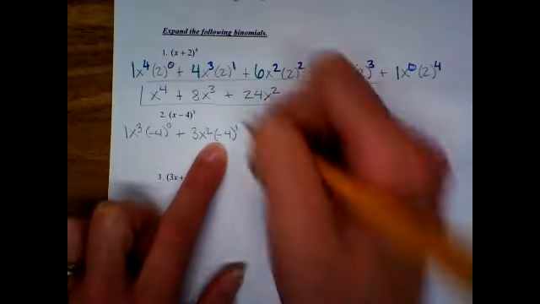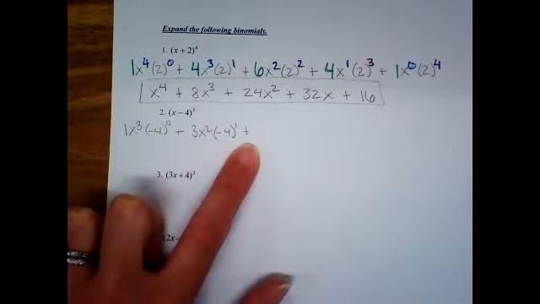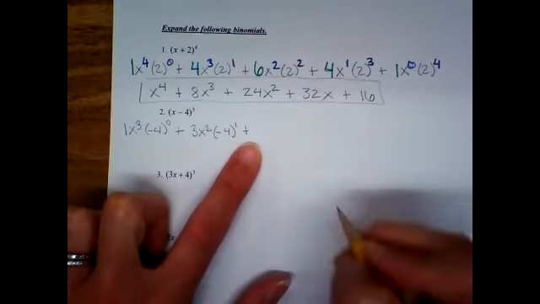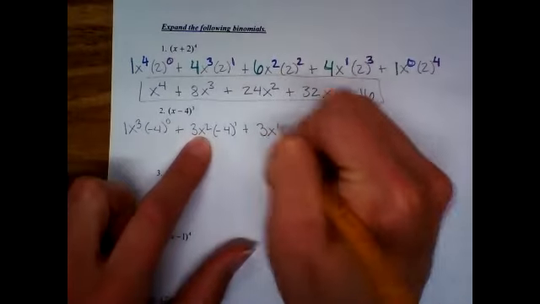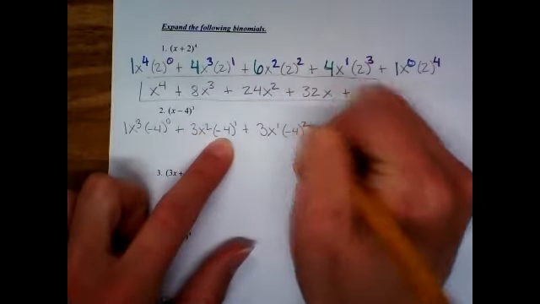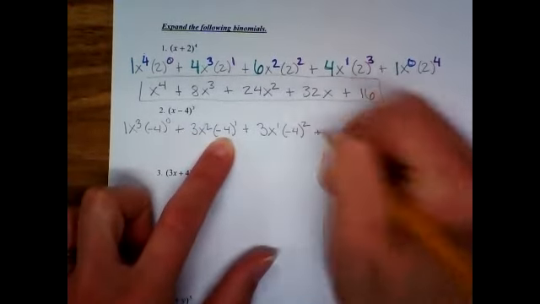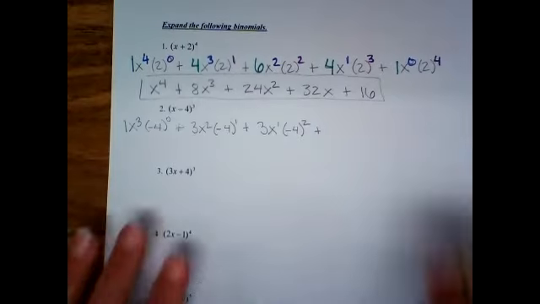All right, we're good now. All right, plus, what's our next coefficient? Good, 3 again. And then this will be x to the first, -4 to the second. And then what's our last coefficient?